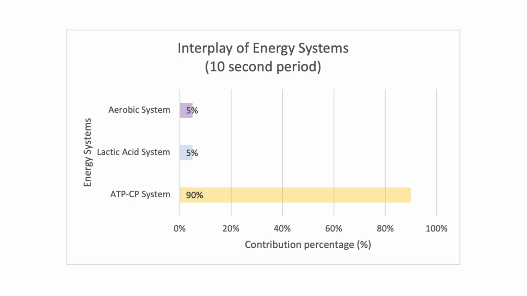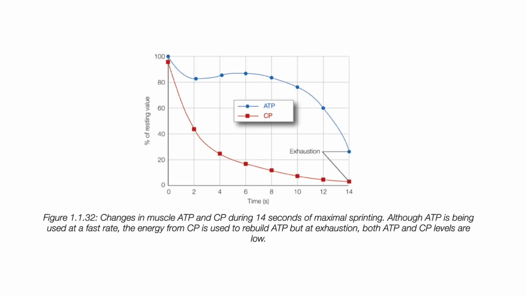His contribution is 90% ATP-CP, with 5% coming from the lactic acid and aerobic systems. After the initial period of high-intensity exercise, the lactic acid system takes over from the ATP-CP system. This shift occurs when the ATP-CP system begins to deplete due to insufficient recovery for PC resynthesis and limited storage of oxygen and phosphocreatine in the muscles.